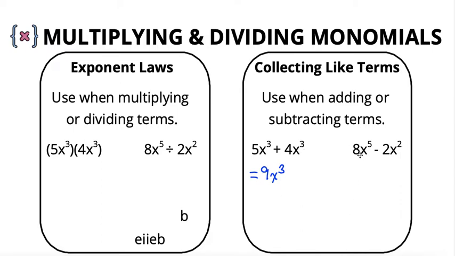If I'm taking a look at 8x to the exponent 5 minus 2x squared, these are not like terms. Even though they both have an x, they have different exponents, so I can't simplify this any further. So there's no like terms to simplify, so this would be the final answer.